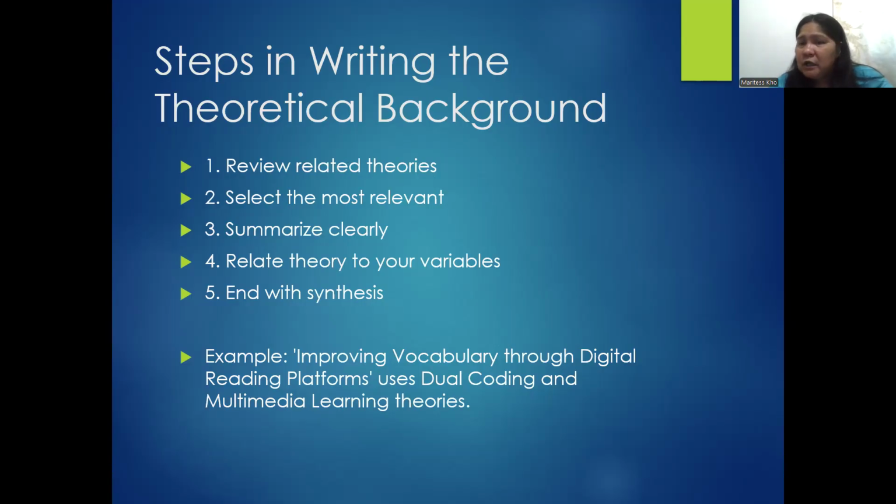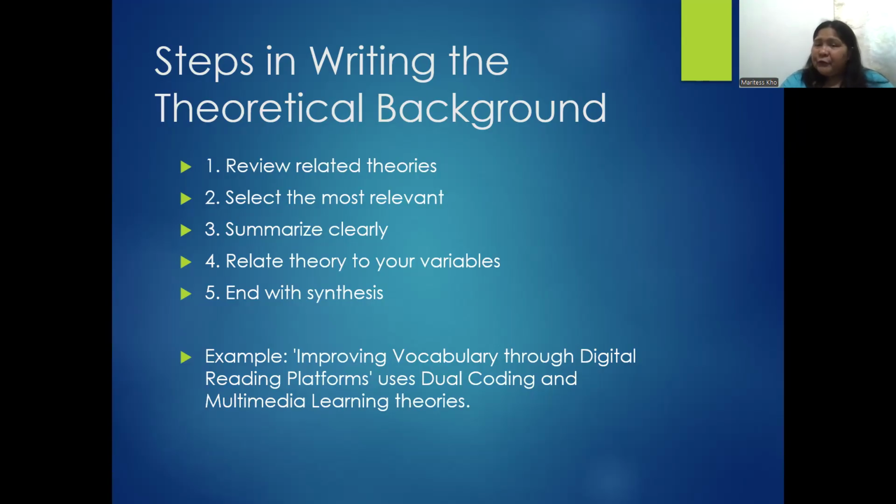From your list, select one or two theories that are most directly connected to your study. Avoid including too many because it's better to use a few that you can explain well than several that you can only mention superficially. Right? So for a study entitled Storytelling as a Strategy to Enhance Speaking Fluency, you might choose Vygotsky's social constructivist theory because it focuses on interaction and collaboration. And you can also go with communicative competence theory because it's about effective language use.